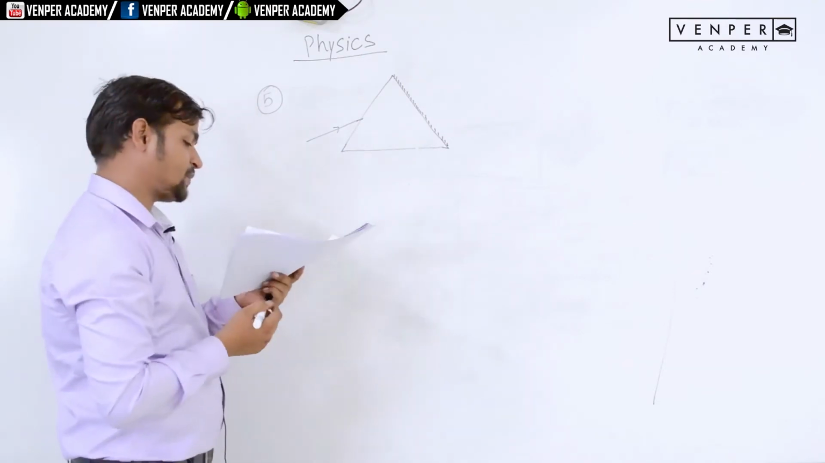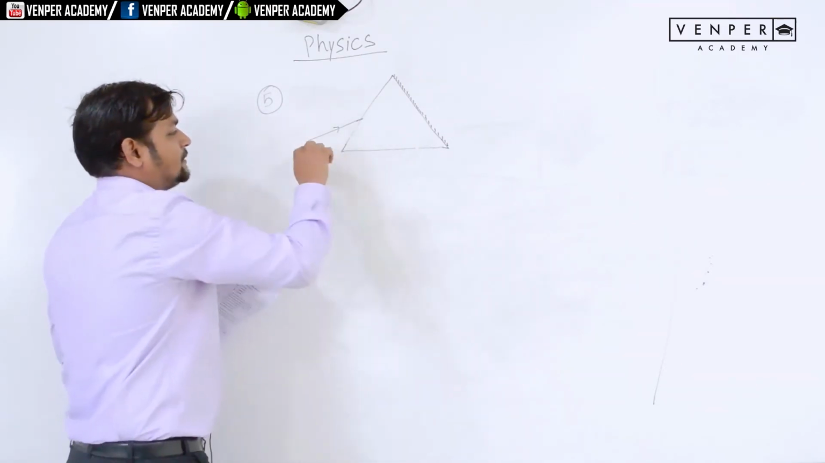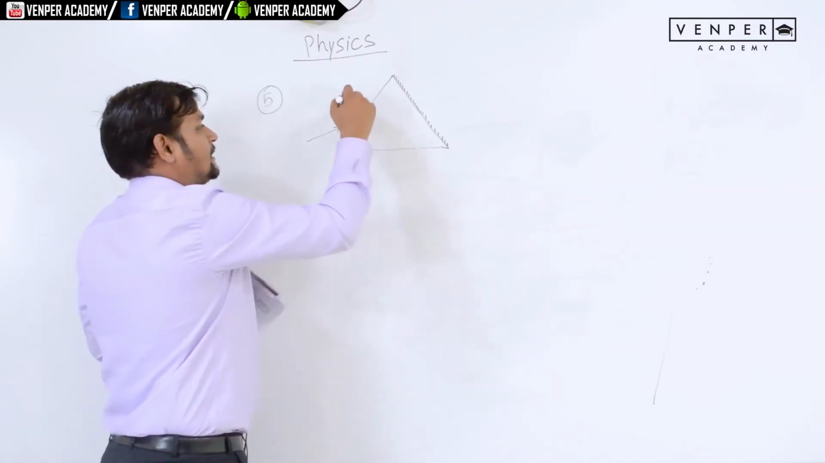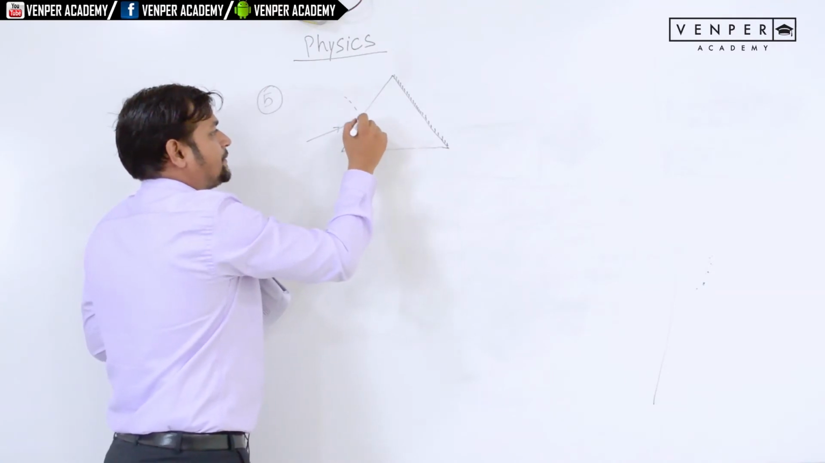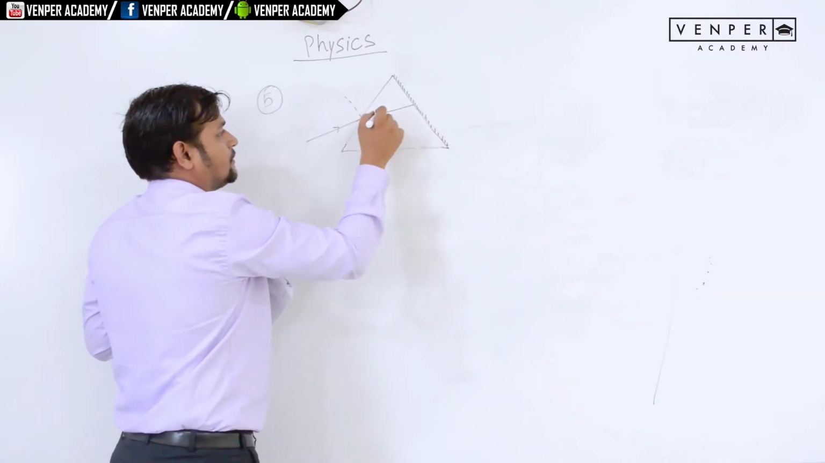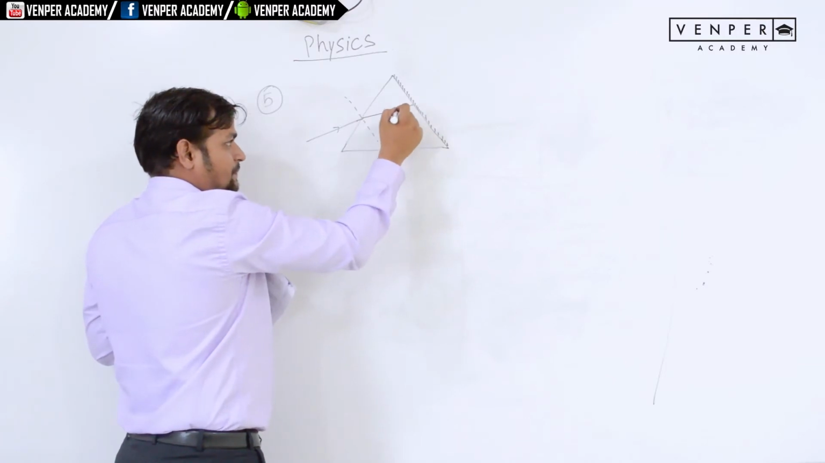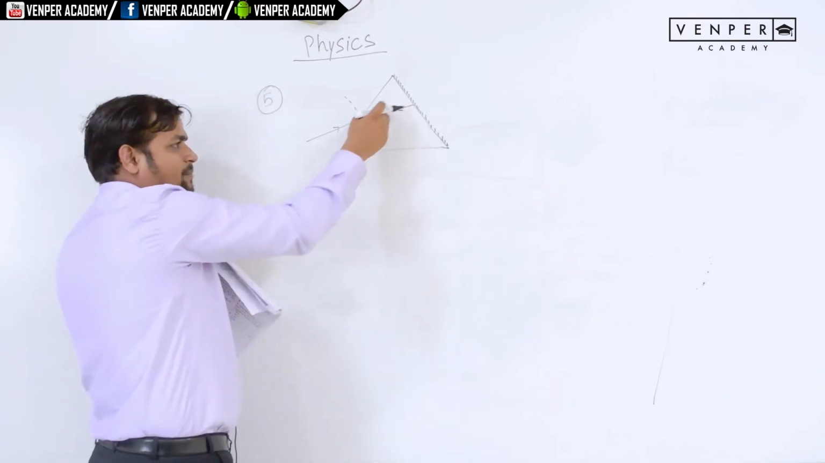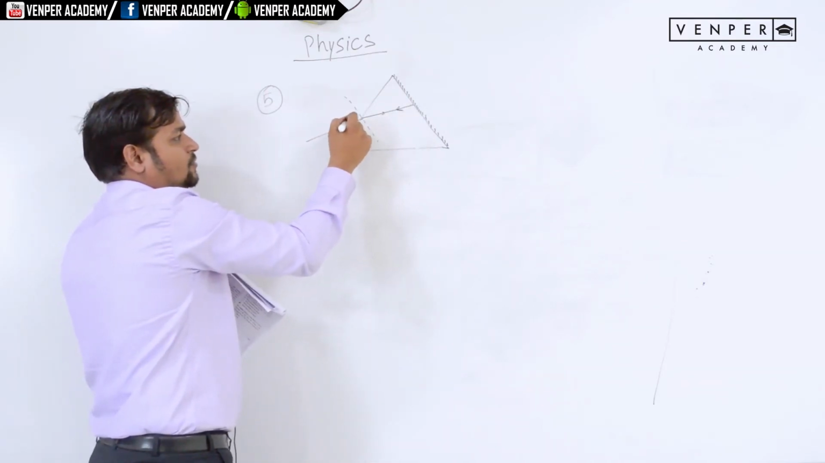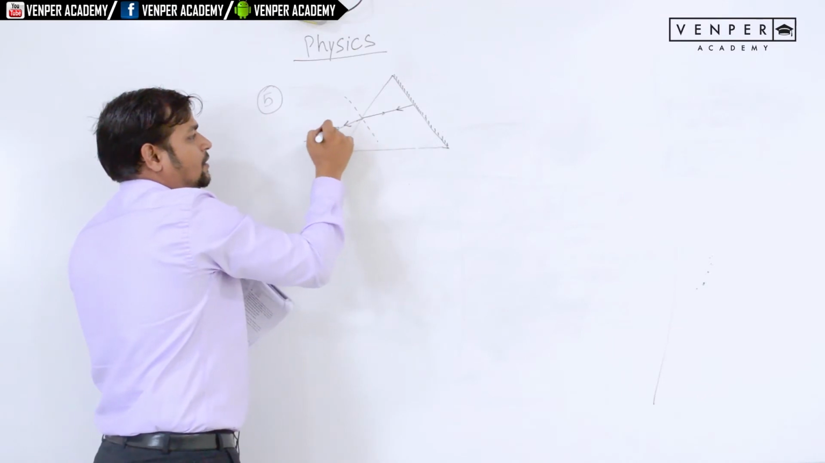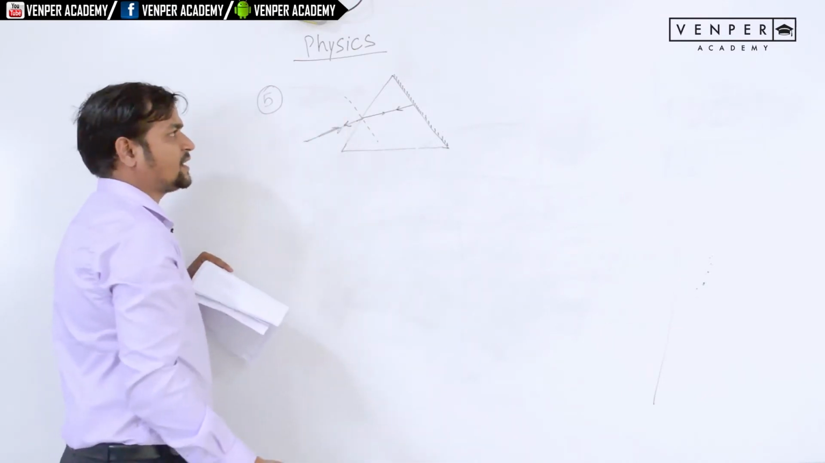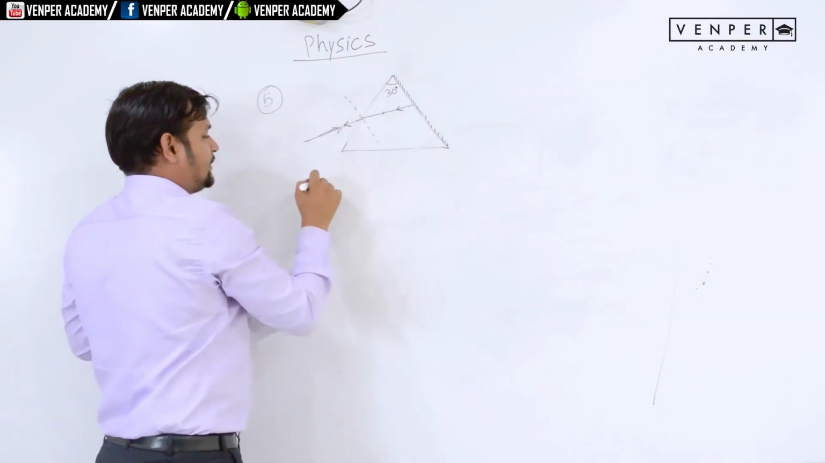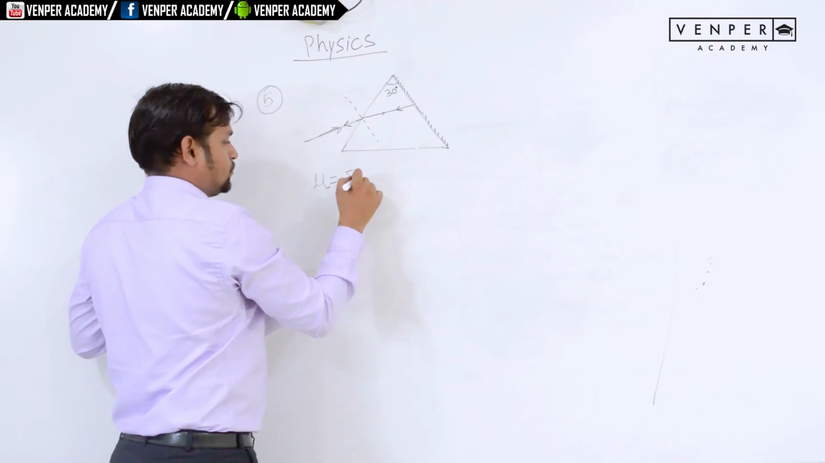So what they are asking is, for what angle of incidence, after reflection, this ray will retrace its path, meaning simply it will come back, it will just follow that initial path, clear. Here it is given that the angle of the prism is 30 degree and the refractive index is given as √2.